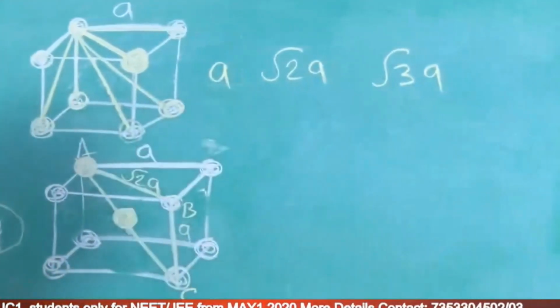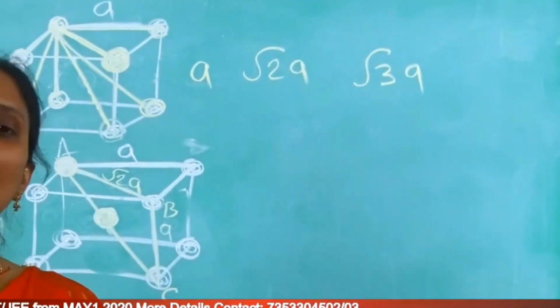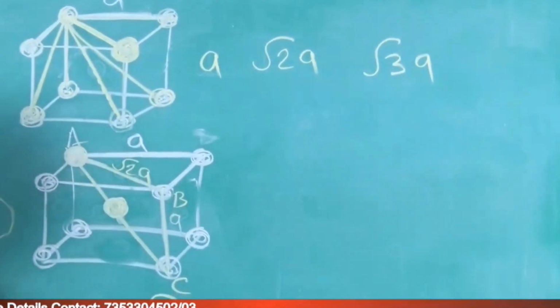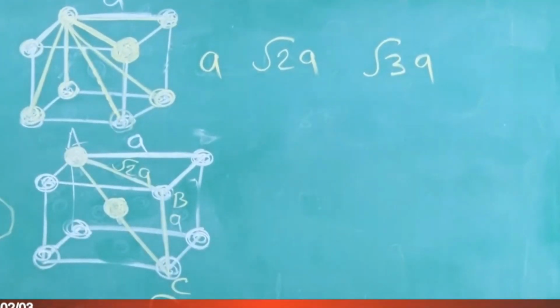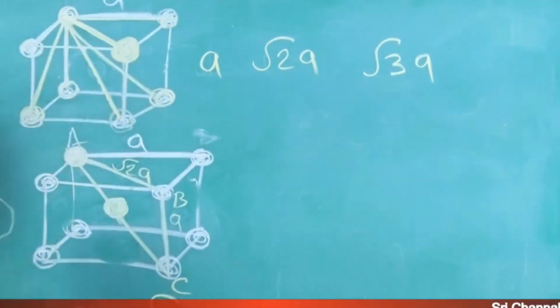The distance between nearest neighbors in primitive is equal to a, next neighbors in primitive is equal to root 2a, and the next neighbors is equal to root 3a. This is in primitive. How are we getting this? In the notes it is also given with different colors. So imagine that once you read that, then definitely you can understand these are the next neighbors.